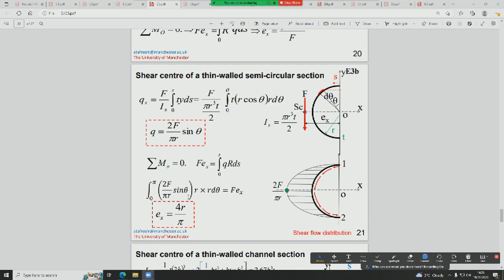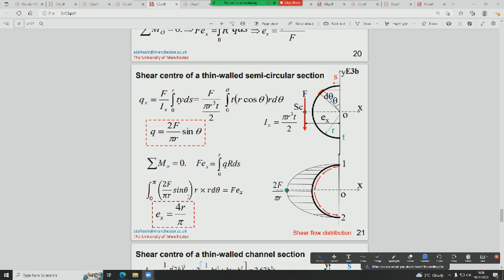No, shear force. So it's clamped at one end. It's subject to shear force at its other end. Does it make sense? So you're looking at this cross-section. For the channel section, this is what we have. It's clamped at one end, and you're applying a force on the other end. Any other questions?